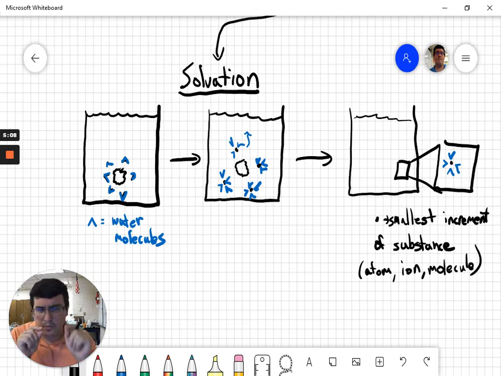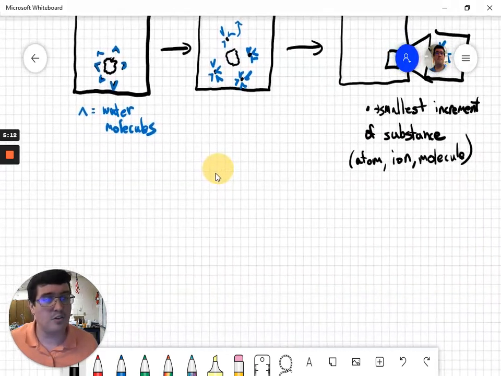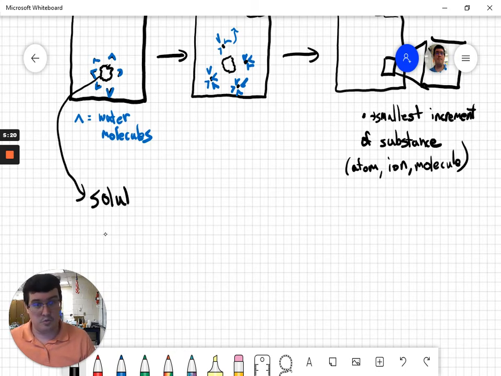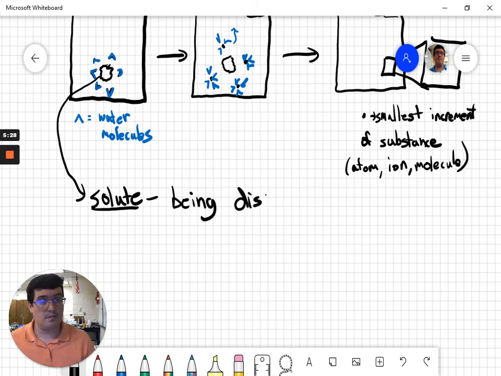All right, we're getting to a point where I need to define two other things here, okay? And the two things that we need to describe here, I'm going to use what's up above here, this black substance that we put in there. We call that thing the solute, okay? The solute is the thing that's being dissolved. So it's the thing that gets broken apart and dispersed through the solution.